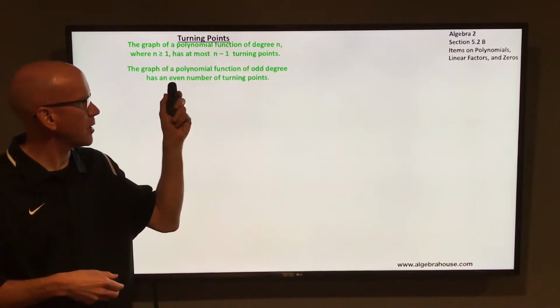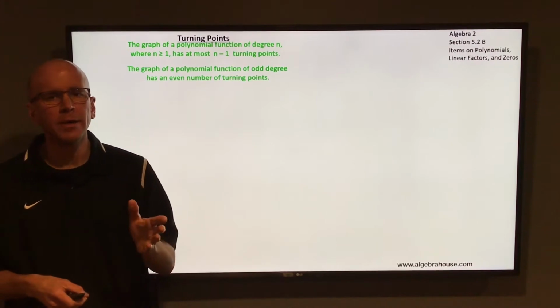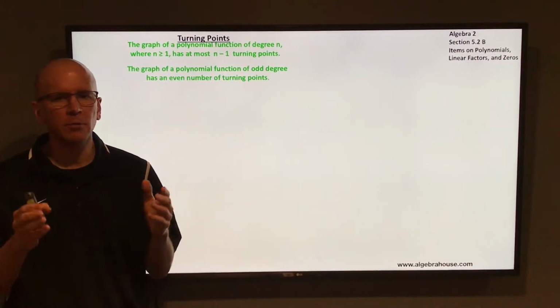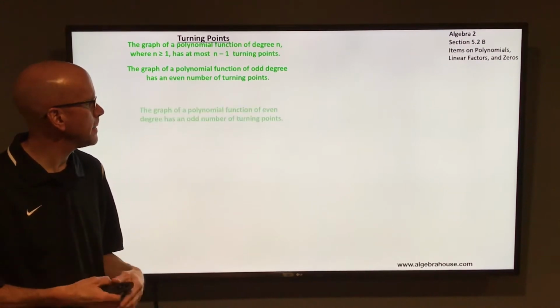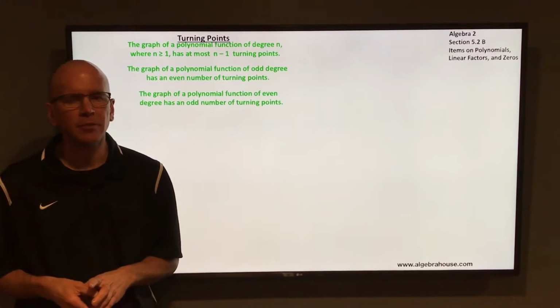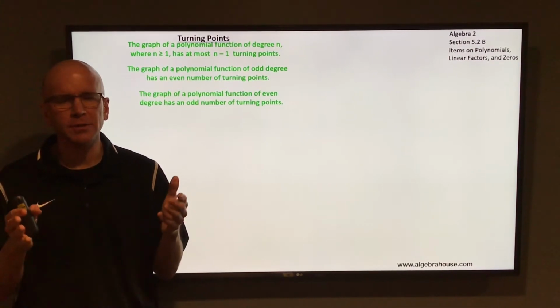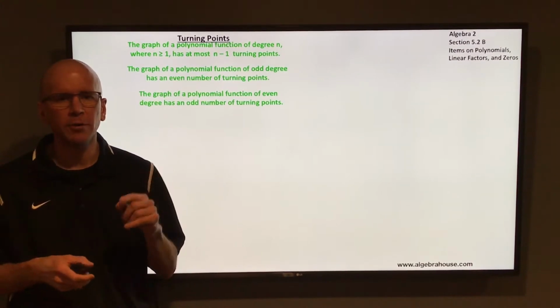The graph of a polynomial function of odd degree has an even number of turning points, or it could have none at all. Think about linear functions. They have no turning points, and those are odd degree functions. The graph of a polynomial function of even degree has an odd number of turning points. Think about parabolas, quadratic equations. Those are U-shaped graphs. They have one turning point.